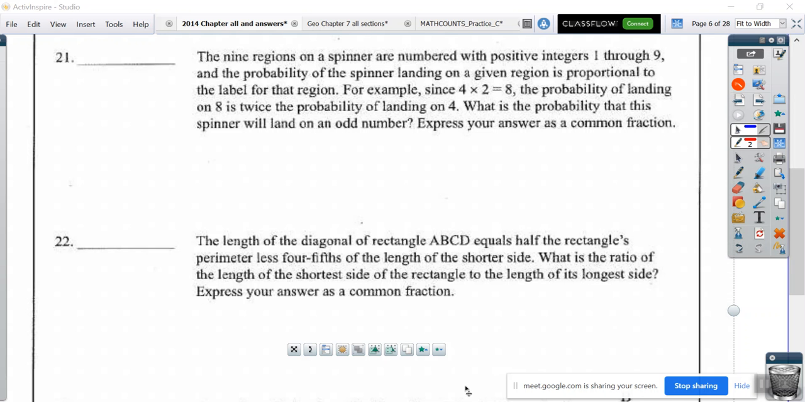So for problem 21, the 9 regions on a spinner are numbered with positive integers 1 through 9, and the probability of the spinner landing on each given region is proportional to the label. So I knew that there was 9 times the chance of landing on number 1 than there was for 9. So basically, I added all the numbers 1 through 9, and I got 45.